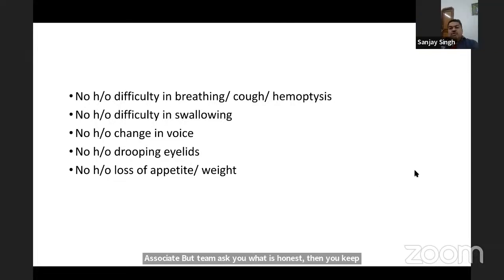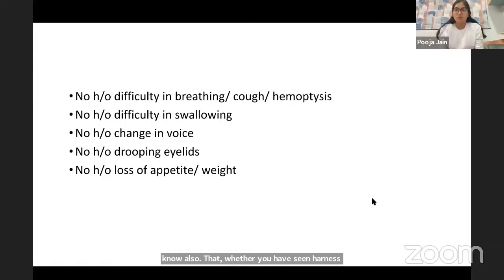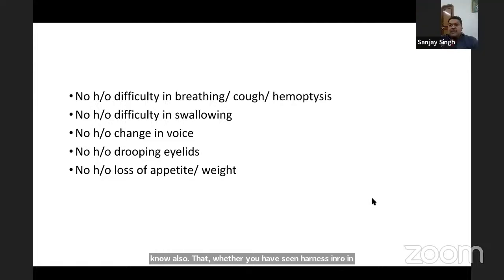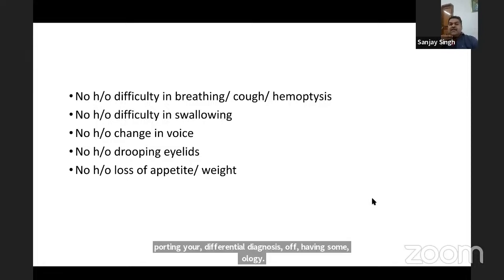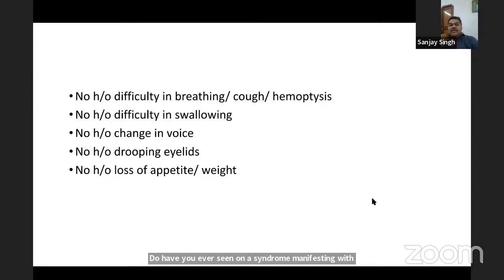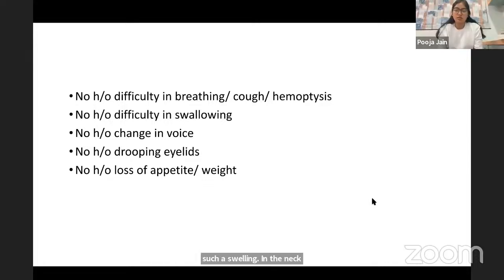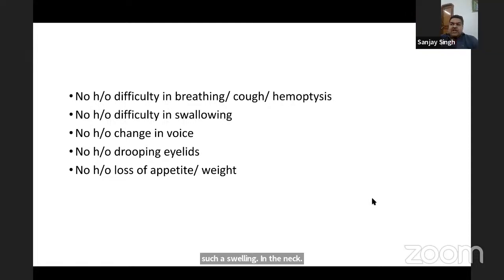But beforehand, you should also know, Pooja, whether you have seen Horner syndrome in such kind of swelling in the neck. Before putting your differential diagnosis of having symptomatology, have you ever seen Horner syndrome manifesting with such a swelling in the neck? No, sir. Okay. So negative history should be very relevant.